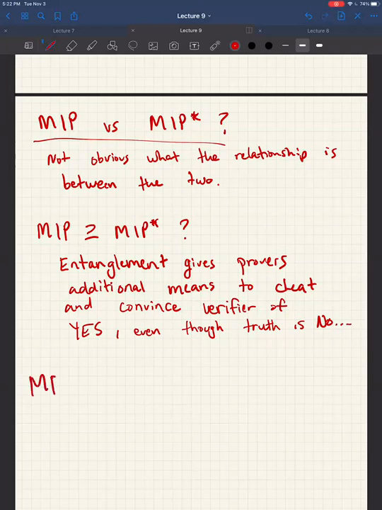But on the other hand, there's another intuition that suggests MIP star could be more powerful. If the verifier now knows that the provers can share entanglement, the verifier can check additional things. It can, for example, check for the existence of entanglement by playing the CHSH game. This is something that non-entangled provers could not have done.